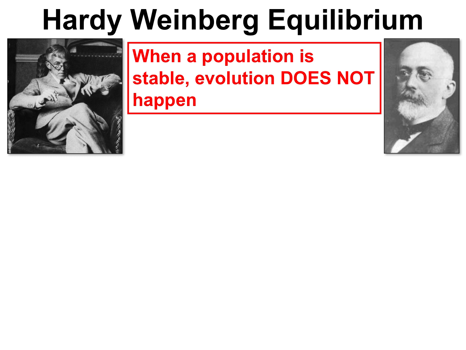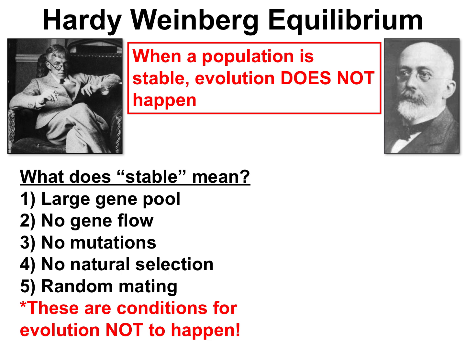We've spent so much time thinking about how populations evolve, and Hardy and Weinberg flipped that idea and explained how evolution doesn't happen. They outlined 5 conditions for genetic equilibrium. Here's the list. For a population to be in genetic equilibrium, or stable and not evolving, the population should have a large gene pool, the population should have no gene flow, no mutations, and no natural selection. Finally, breeders in the population should have random mating.